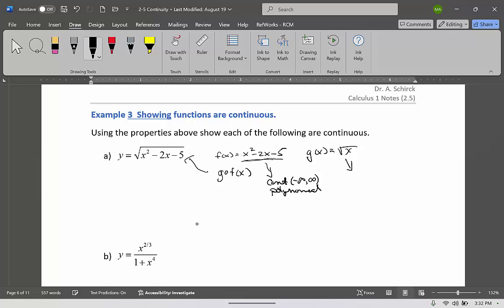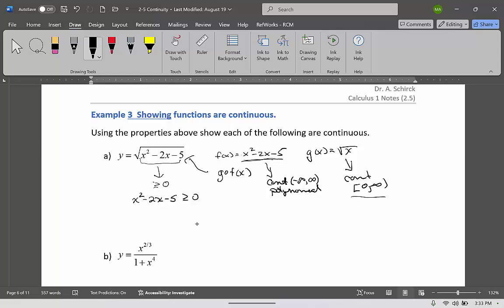Okay. This function is continuous from 0 to infinity. Okay, and we can show that because, again, if we take the limit of the square root, it's the square root of the limit. And so those limits are going to equal the value of the function. Okay, so we have the composite of two continuous functions. So it should be continuous as long as the radicand, remember, because we're taking the square root here, is greater than or equal to 0, because that was the restriction on continuity for the square root function, this function should be continuous.